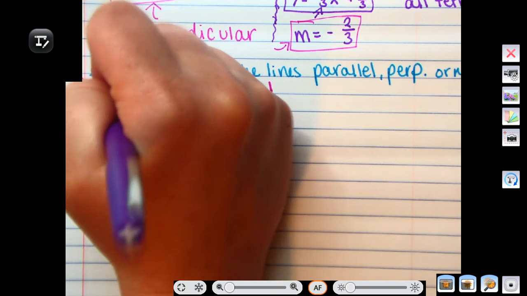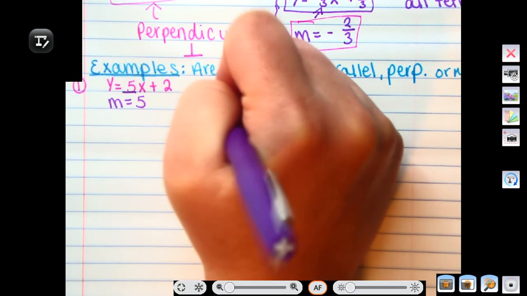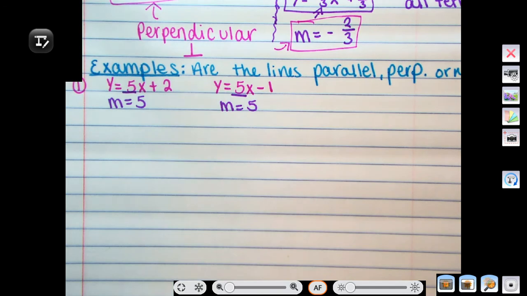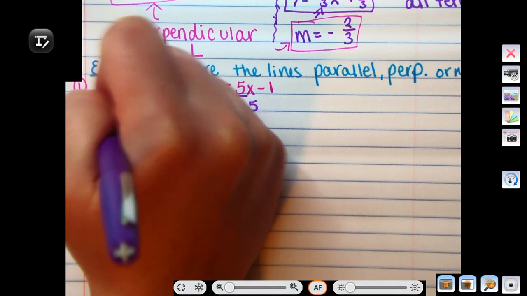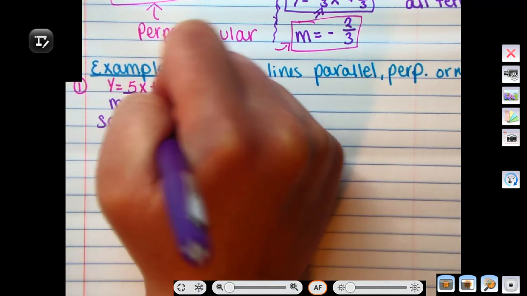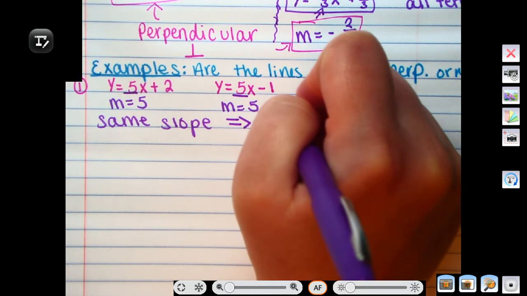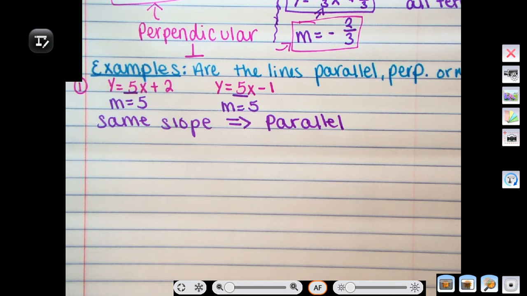they're both 5. So what does that mean? Are these lines parallel, perpendicular, or neither? Since they're the same slope, that means they are parallel. So same slope means parallel. Remember, that's your new fact that you need to know from yesterday's lesson. Same slope means parallel lines, okay? These are both already in slope-intercept form, so it didn't take a whole lot of work to figure that out, which is very nice.